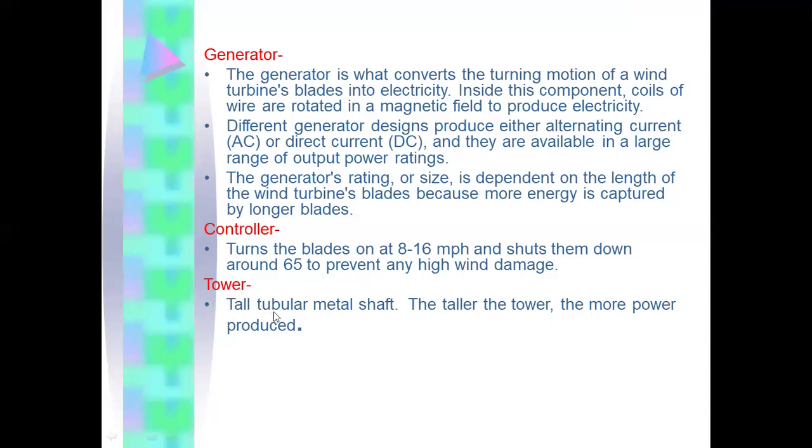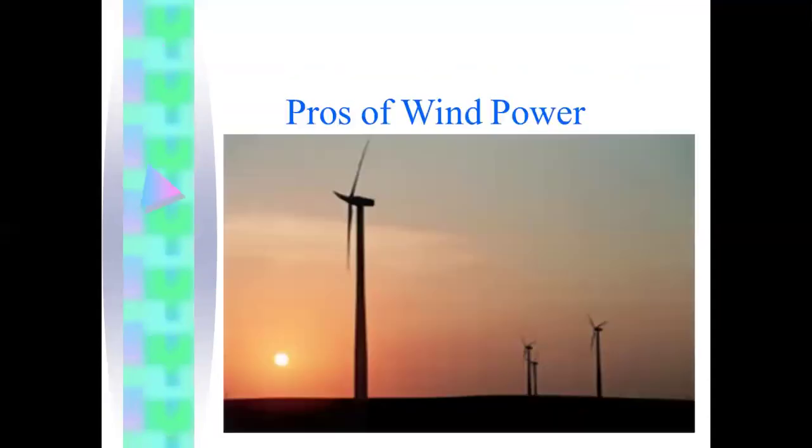Tower: a tall tubular metal shaft. The taller the tower, the more power produced. As we increase the height, more air will flow and the air velocity will be high. In this way, more electricity will be produced.